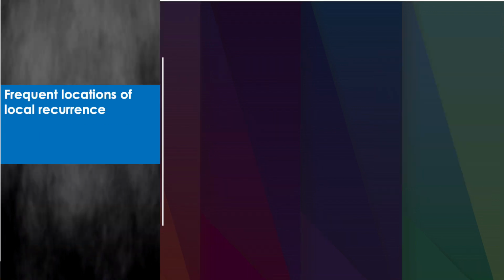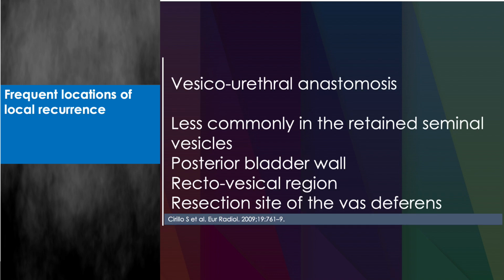And a frequent location of local recurrence. These are the sites you need to look at carefully, especially when the scan is performed for recurrent disease. On an overview, you may not see them very clearly on your MIP images, but if you look carefully, you need to look at the vesico-urethral anastomosis, and also, less commonly, the retained seminal vesicles, posterior bladder wall, retrovesical region, and the resection site of the vas deferens. These are the less common sites, but these are the areas you need to look at before confirming there is no evidence of recurrent disease in these patients.